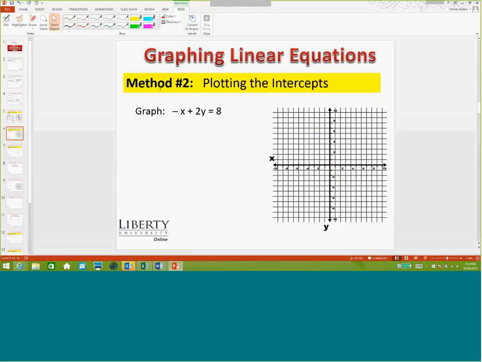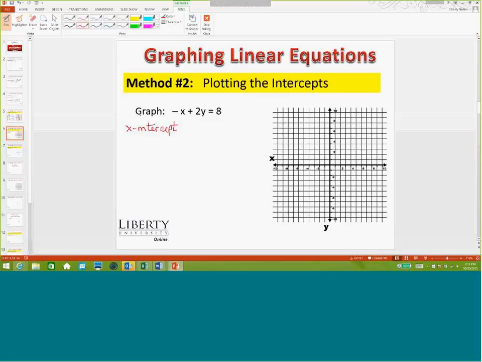Now, the second method of graphing a linear equation is by plotting the intercepts. That is where the line crosses each axis, okay? The x-intercept is where the line crosses the x-axis.